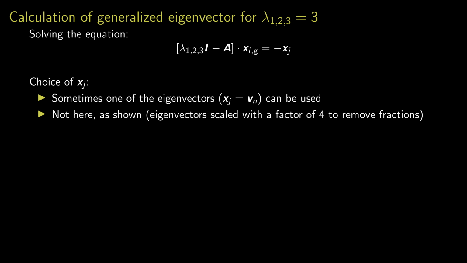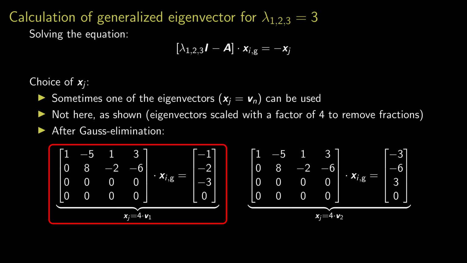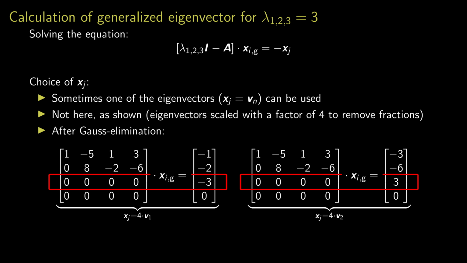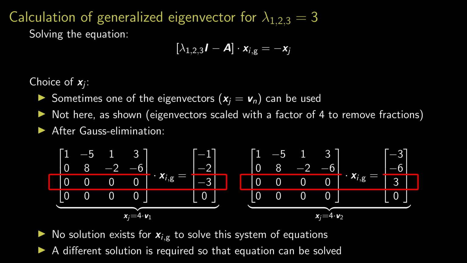Let's first check out why by running through the Gauss elimination using both of the eigenvectors calculated before. For the first eigenvector, the resulting system is shown on the left-hand side, and for the second on the right-hand side. You can see that you can't solve the resulting system of equations for xij just by looking at this row here. So with this choice of vector on the right-hand side of the equation, it is impossible to calculate the generalized eigenvector. For the choice of xj, we need another vector so that the resulting equation can be solved.